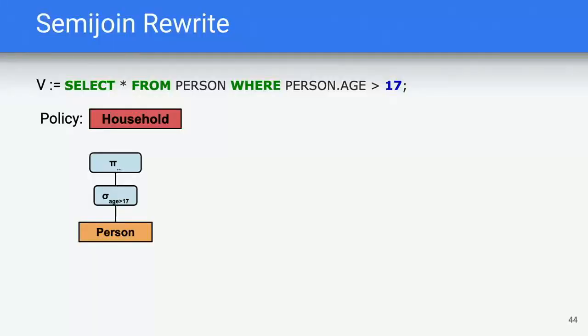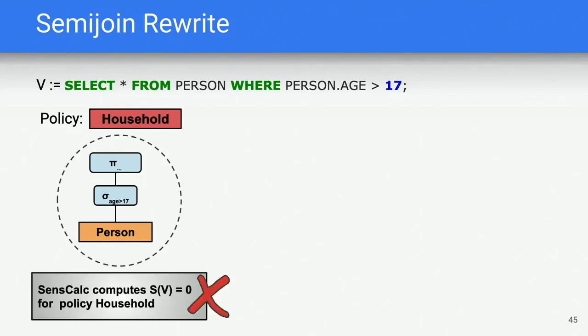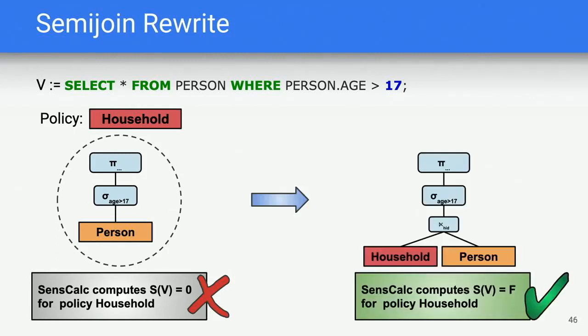Okay. I have an even simpler query now. It's a table with all people of voting age, okay? And my policy is household. So what the sensitivity calculator would do without any rewriting would compute zero. Okay. But we're going to add a semi-join operator there. Okay, so we add in the query plan a semi-join between household and person wherever we see the person. Okay. And now our sensitivity calculator correctly will compute the sensitivity of this query plan as F, where F is the max frequency of HID in person.